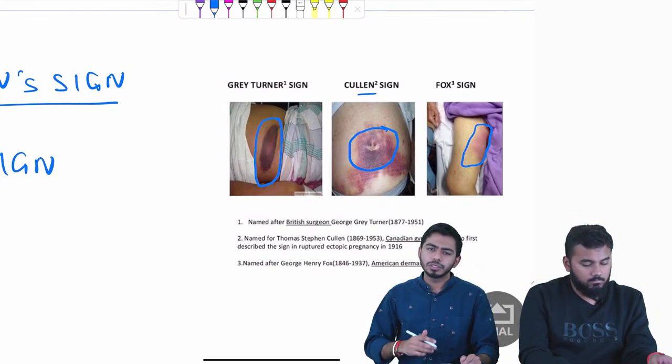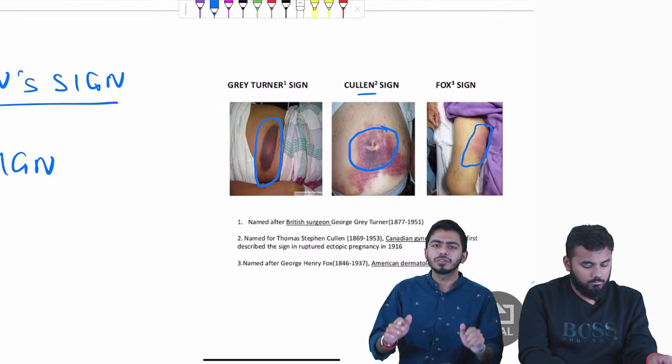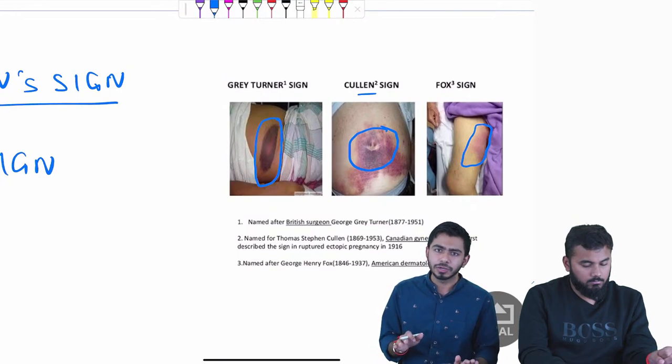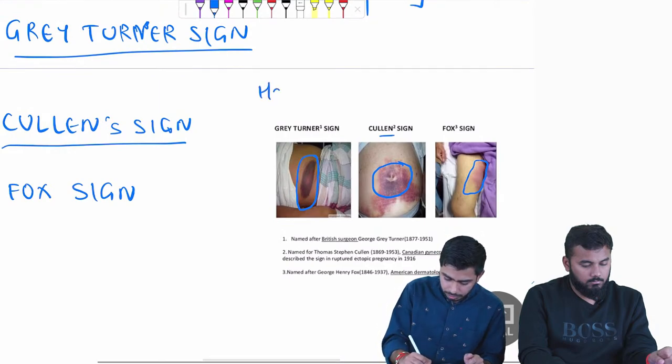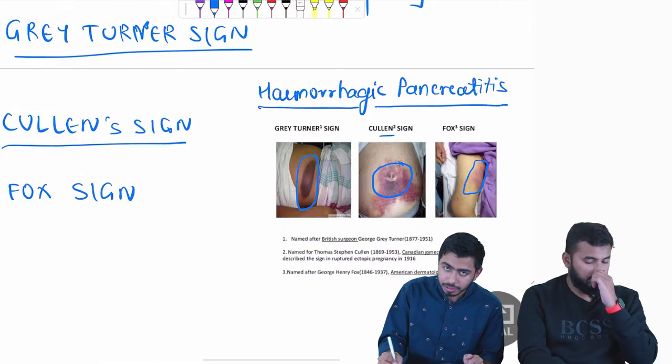That's why this kind of discoloration is actually seen in the patient, right? So if you are seeing these kinds of signs, first of all, if the patient is coming, we should not wait for looking for these signs. Because these are the signs of hemorrhagic pancreatitis, okay? Hemorrhagic pancreatitis.